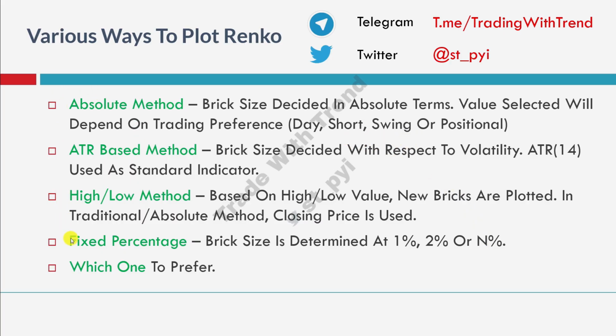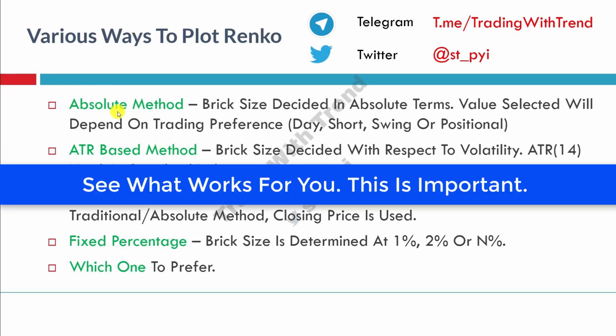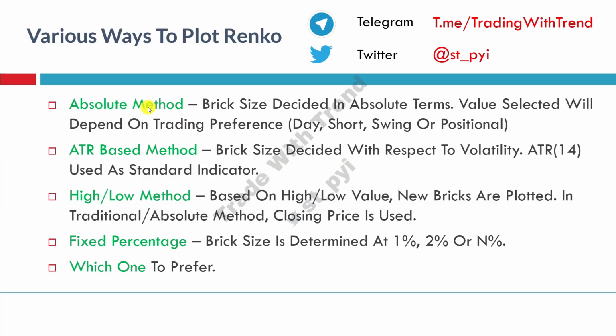Now, out of all four methods, which one should you prefer? Well, my take on this is very different, because you will find some traders recommending the high-low method. There will be some who will recommend only the fixed percentage method, and there'll also be some traders who will recommend the ATR based method. Now, when it comes to me personally, I've always preferred the absolute method or the traditional method where closing price is used. As a trader, I have found more comfort in using this traditional method, and I will strongly encourage all of you to experiment with each of these methods to see which suits you best.